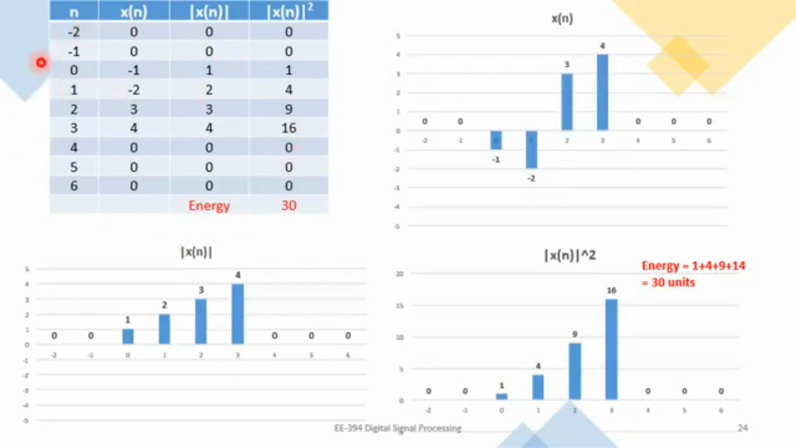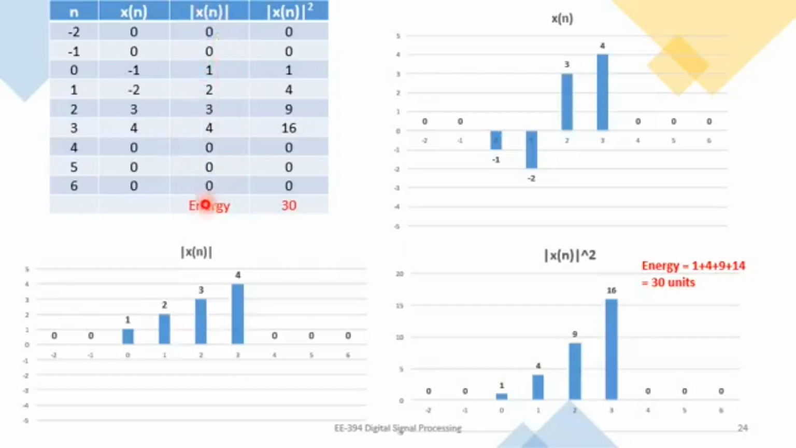And in this table, the first column is n, starting from minus 2 going to 6. The second column is the value of x[n]. At 0 it is minus 1, at 1 it is minus 2, then 3 and 4, and for all other values it is 0. So now what we do, as we mentioned earlier, is take the magnitude of these signal values. So 0 remains 0, minus 1 becomes 1, minus 2 becomes 2, 3 becomes 3, 4 remains 4, and 0 remains 0.